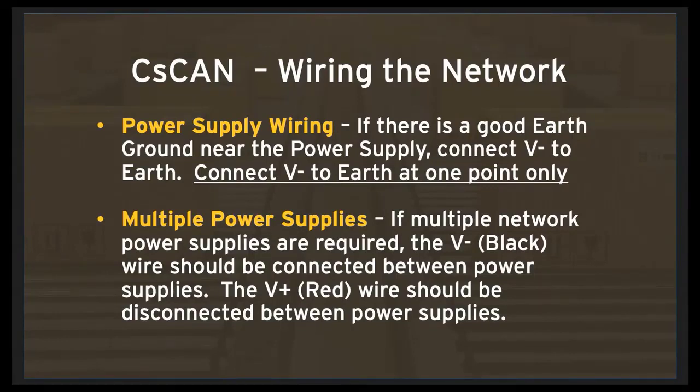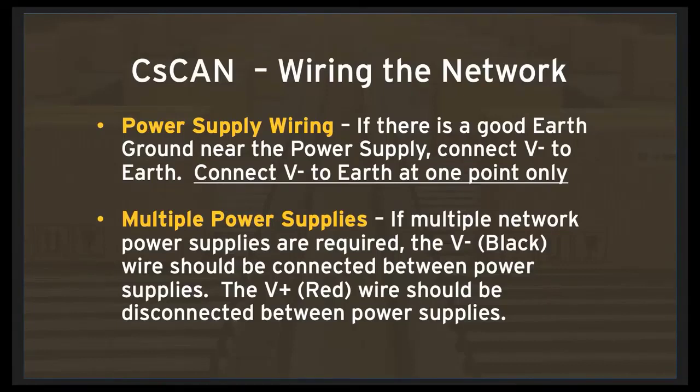Now, let's talk about wiring the network. We've planned our installation. We've calculated what our voltage drops will be. We know we're not exceeding any of our limits in terms of nodes or distance. We've got the right wire selected. We've done all this planning. Now we actually need to install. What are some things we need to know when we're installing?